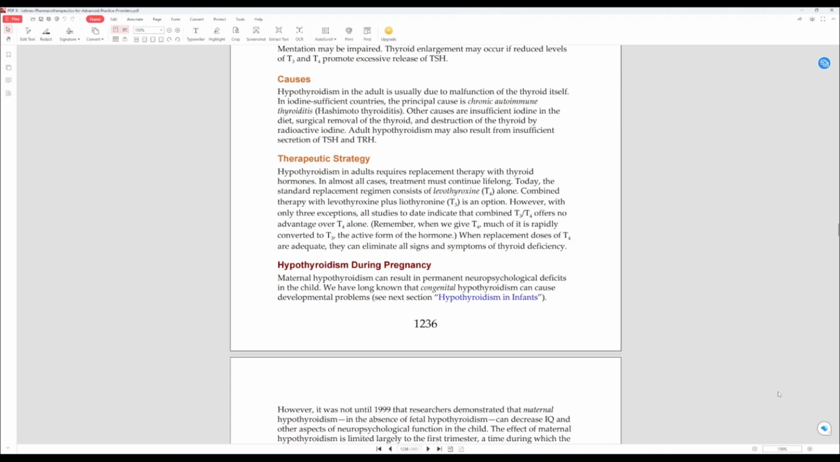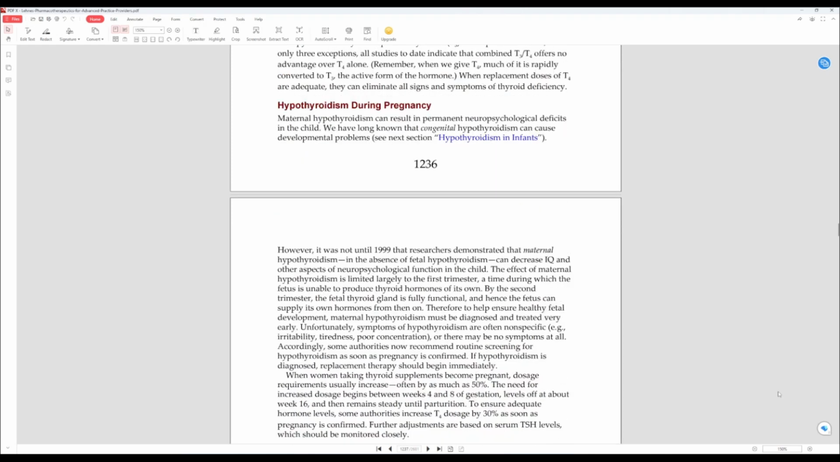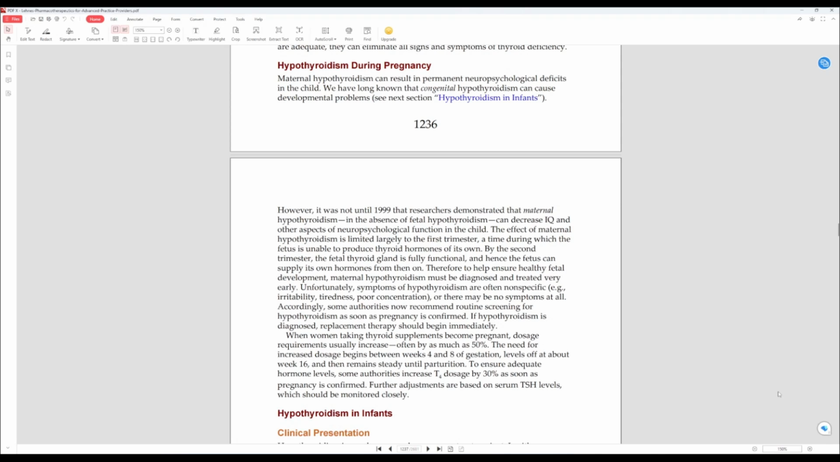Now, hypothyroidism during pregnancy. Maternal hypothyroidism can result in permanent neuropsychological deficits in the child. We have long known that congenital hypothyroidism can cause developmental problems, so we'll discuss that more under hypothyroidism in an infant. However, it was not until 1999 that researchers demonstrated that maternal hypothyroidism in the absence of fetal hypothyroidism can decrease IQ and other aspects of neuropsychological function in the child.